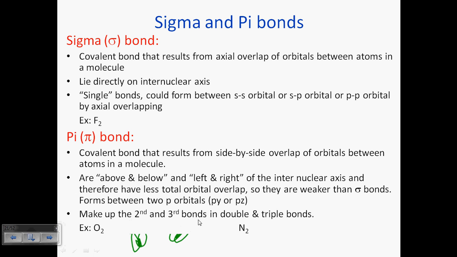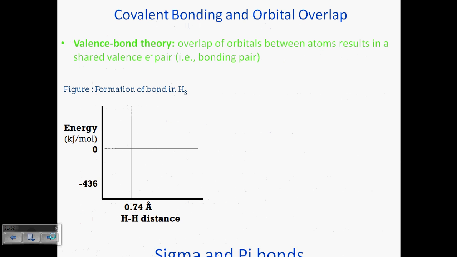In a multiple bond situation, the second and third bonds are always pi bonds. Again, to convey this point, sigma bonds are always the first single bonds. Pi bonds are the second and third bonds in a double or triple bond.